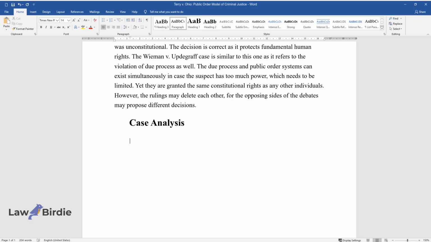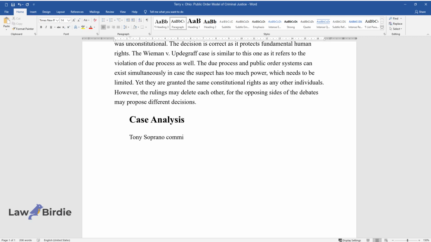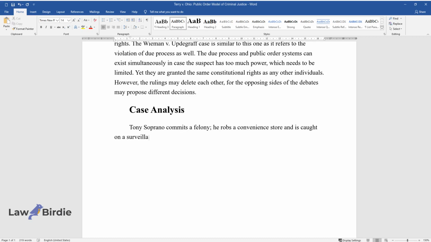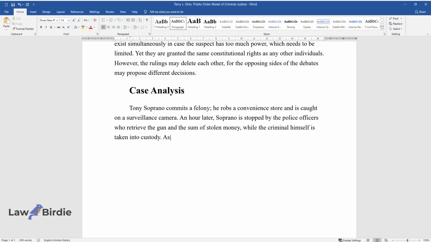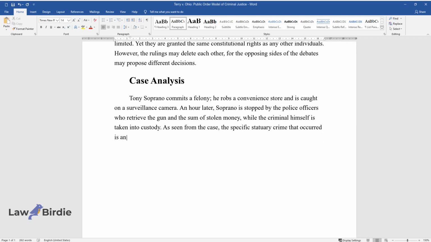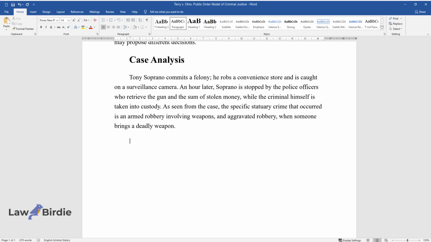Case analysis. Tony Soprano commits a felony. He robs a convenience store and is caught on a surveillance camera. An hour later, Soprano is stopped by the police officers who retrieve the gun and the sum of stolen money, while the criminal himself is taken into custody. As seen from the case, the specific statutory crime that occurred is an armed robbery involving weapons, an aggravated robbery when someone brings a deadly weapon.